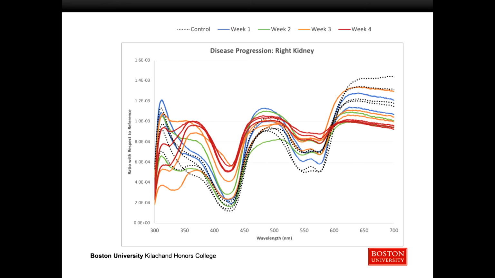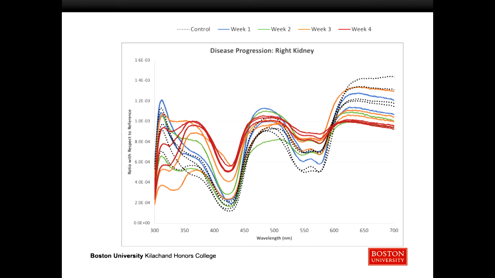And this is our end result. After about 650 nanometers, the data did become fairly noisy, which was expected. So our region of interest is actually from about 300 to about 450 nanometers, because that's what correlates to the most changes in the disease spectra.